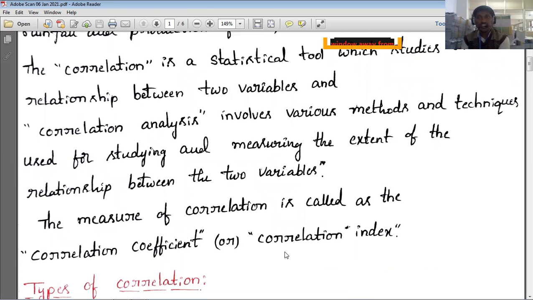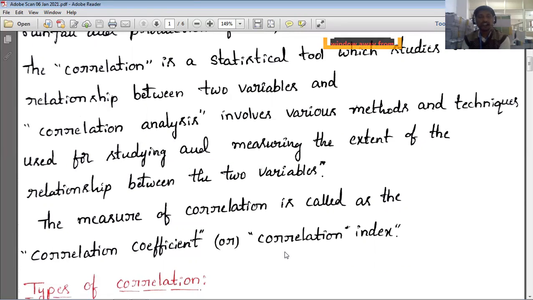And correlation analysis is, after establishing the relation, using different techniques and different methods. That is correlation analysis. And next, the correlation coefficient is, if you are calculating the measurement for that correlation, we simply call it the correlation coefficient. Okay, this is about correlation, correlation analysis, and correlation coefficient.